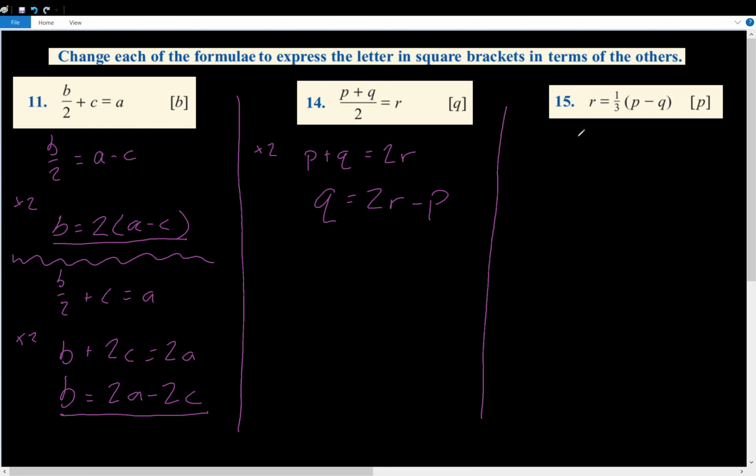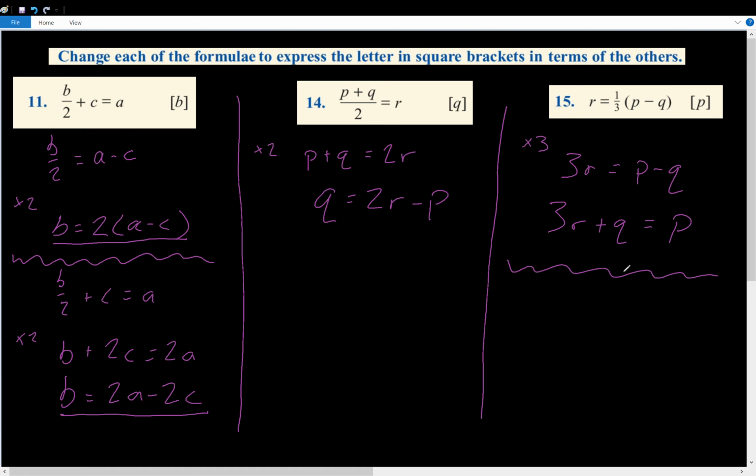So what we can do first is we can clear away this fraction. So if we multiply both sides by 3, this 1/3 will go away. So if we times both sides by 3, we get 3r is equal to p minus q. And then we just need to move our q away from p and over to the left. So we're going to have 3r plus q is equal to p. And now we have p on its own as we were requested, and that's that.